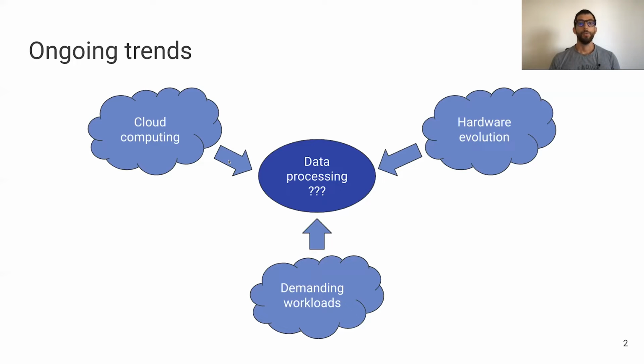Let's start with an overview of the ongoing trends in data processing. On one hand, cloud computing becomes more and more popular as it is easier to leverage well-designed and scalable infrastructure. Also, hardware is evolving very fast, with coprocessors such as GPUs, TPUs and FPGAs becoming more and more popular. Finally, with the boom of machine and deep learning and the abundance of the data that are produced every day on the web, workloads are becoming more and more demanding. It's not uncommon for models to train for days or for queries to run for hours on petabytes of data. All of these factors are influencing data processing.